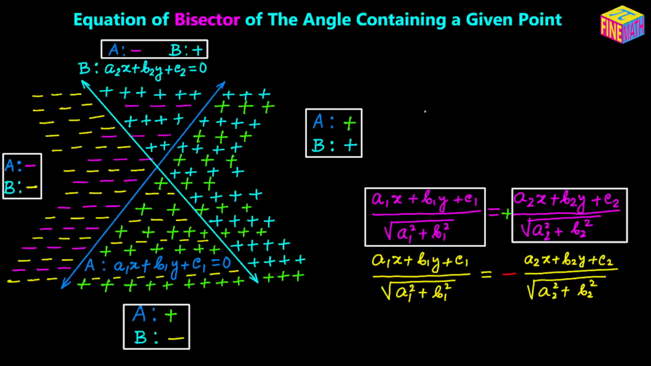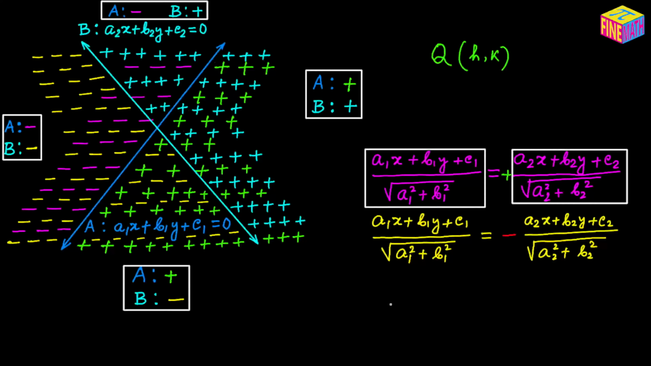For example, let's suppose that our given point is Q. It's in any of these four distinct regions, and let's assume that its coordinates are (h, k). And if we use the coordinates of Q in each of these expressions, right?